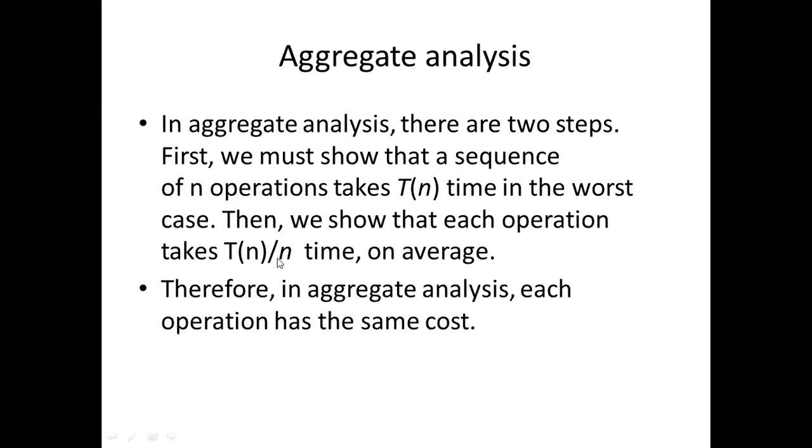T(n)/n means for n operations, the total time is T(n). But when you take the average over these n operations, it is T(n)/n, which is the time for one operation. So this is the average time we have taken. Therefore, in aggregate analysis, each operation has the same cost.